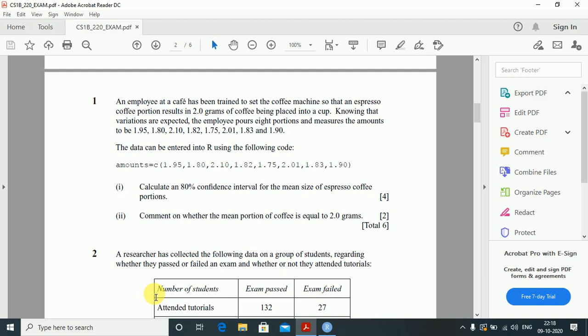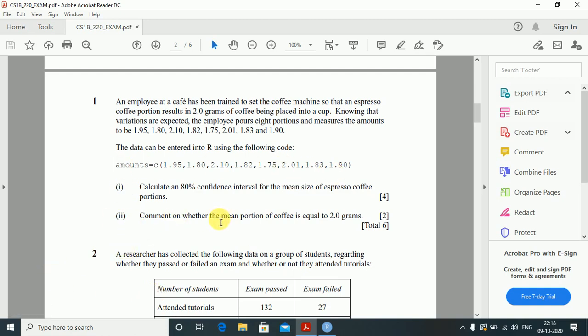So let's start. An employee at a cafe has been trained to set the coffee machine so that an espresso coffee portion results in 2.0 grams of coffee being placed in a cup. Knowing that variations are expected, the employee pours 8 portions and measures the amounts to be this. The data can be entered into R. So this direct code has been given.